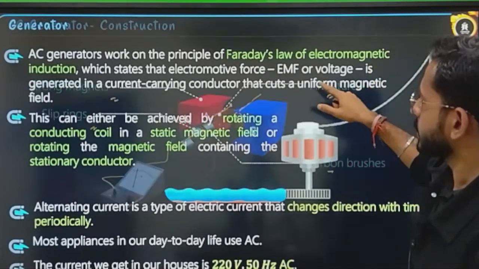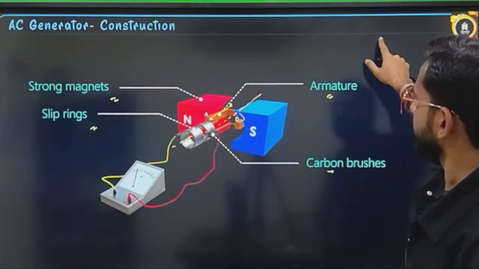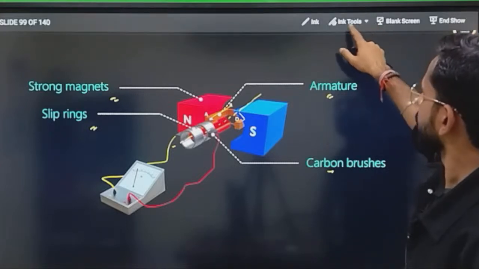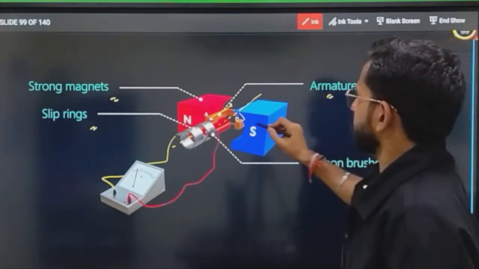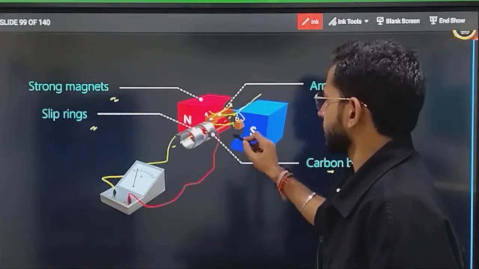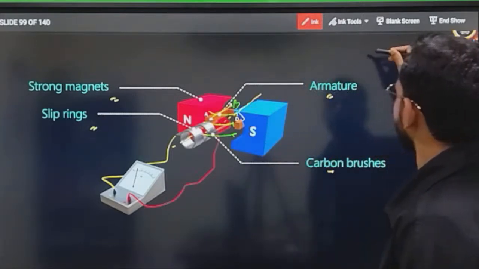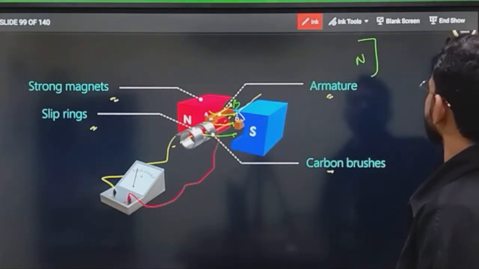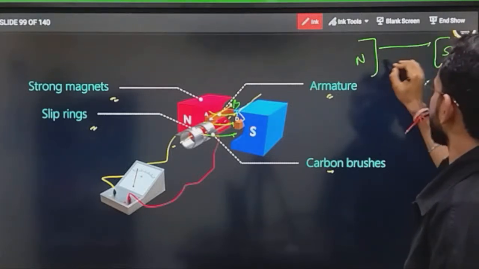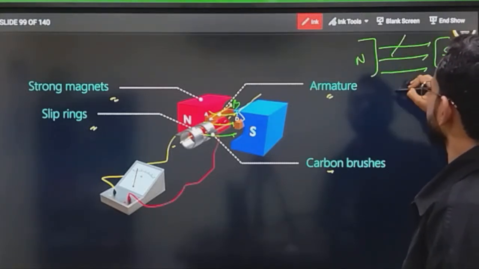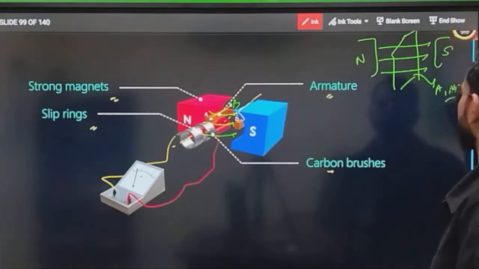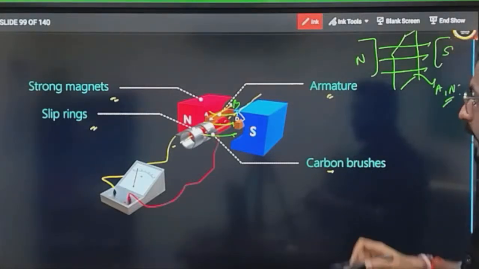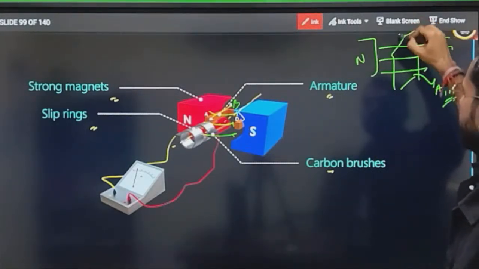See, when the slip rings are rotating, what will be happening? There is a very strong magnetic field from here to here. I will represent this like this so that you can understand easily. There is a magnetic field, and there is a loop we have taken of cross sectional area A, and let's suppose the number of turns is n. Now we are rotating it.